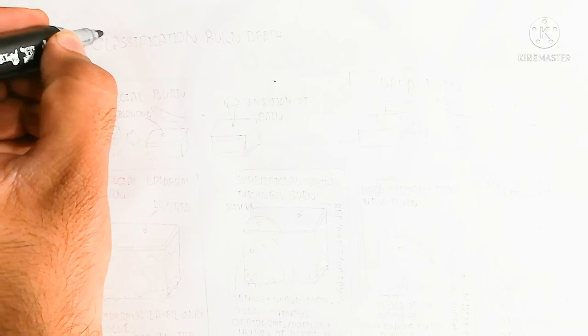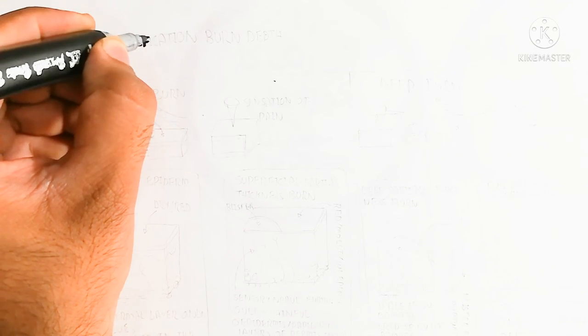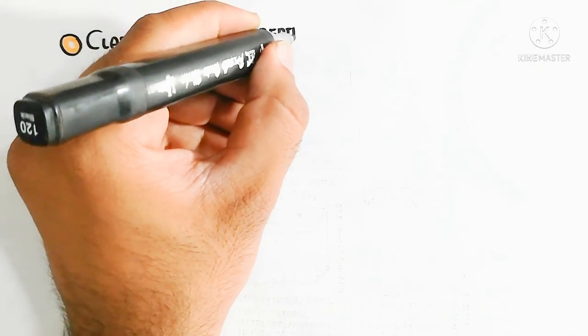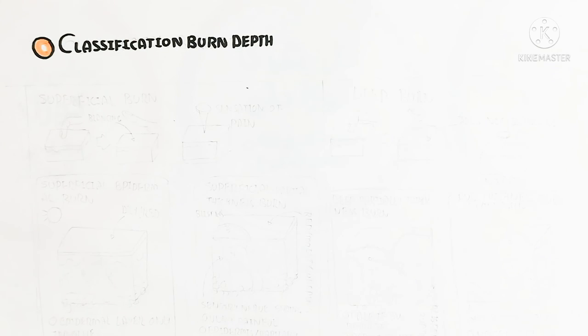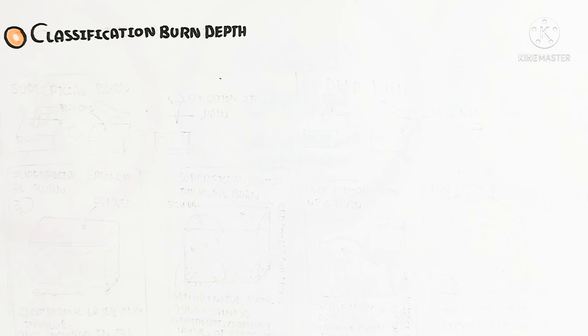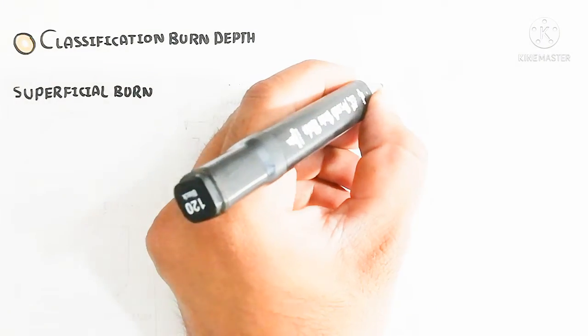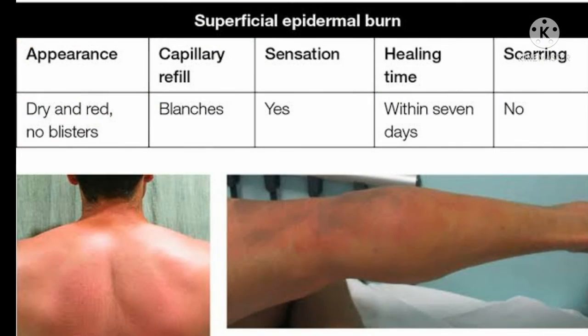In a superficial burn, the upper layer of the epidermis will be damaged, while in a deep burn, the reticular layer and the papillary layer will also be damaged, and the nerves will be damaged. So remember, this is the superficial epidermal burn. It can appear dry and red, with no blister formation.